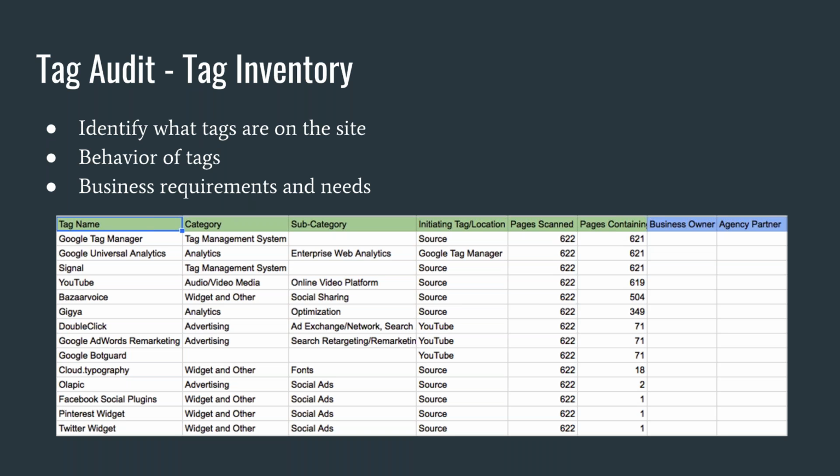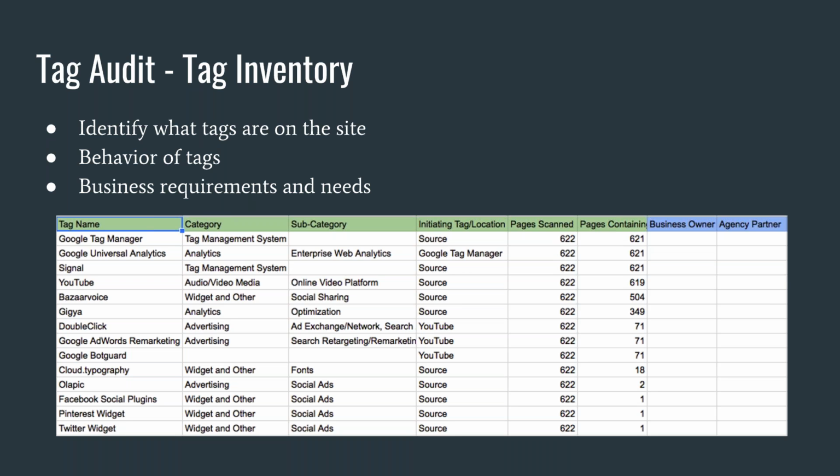When I talk about that high level, I'm mostly referring to just a general tag inventory. And this is a quick screenshot of just a high level tag inventory. We'll break down what are the different tags that are on the site, a little bit of context just around category, subcategories. So what do these platforms do? What's their purpose? We then have the initiating tag or the initiating location. So is it loading from the source through our tag management system, piggybacking, and then where are these tags?